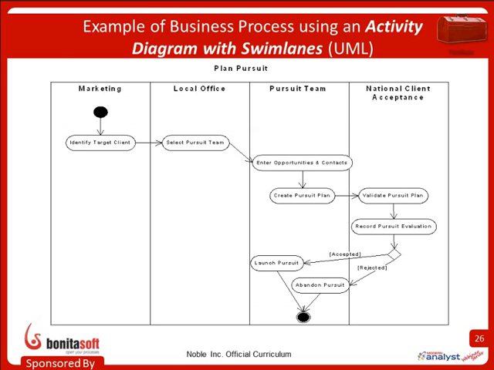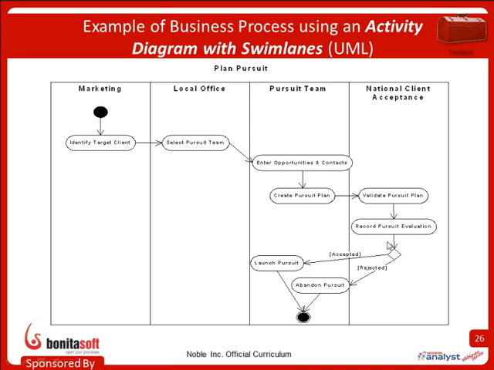So here this tells us marketing targets the client, the local office selects a pursuit team, the pursuit team members identify opportunities and contacts, creates a plan, national client acceptance then does some validation, records what they've done. If everything looks okay, they launch a pursuit. If not, they abandon the pursuit and everything ends.